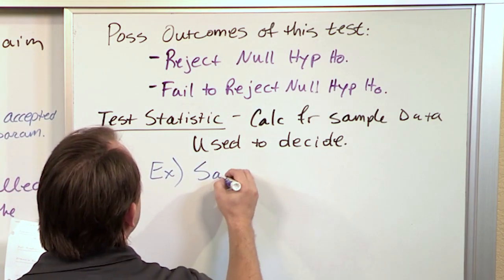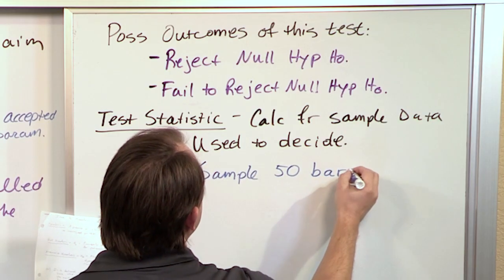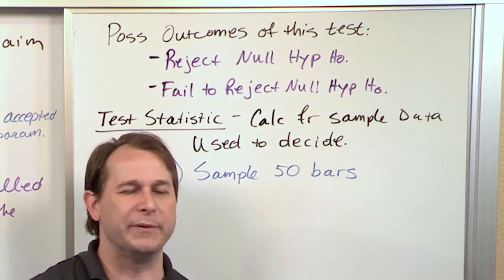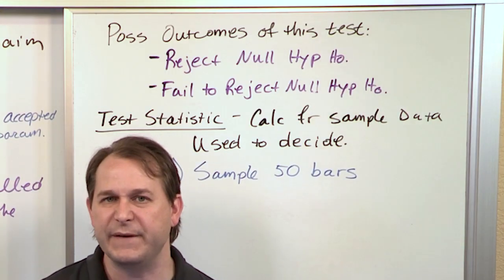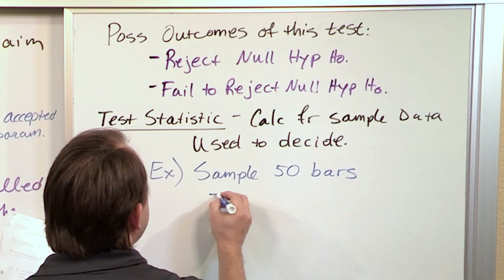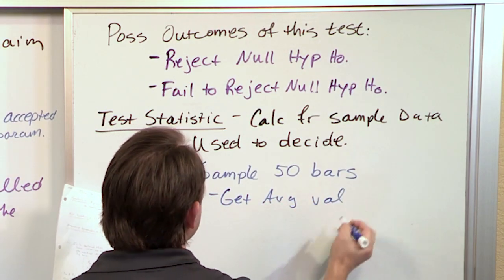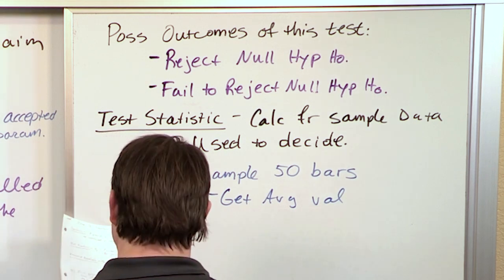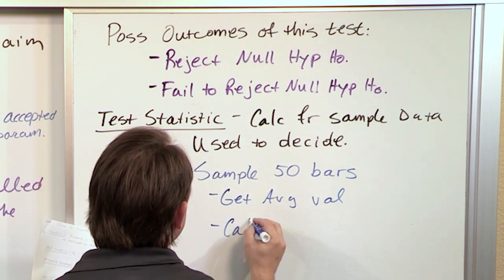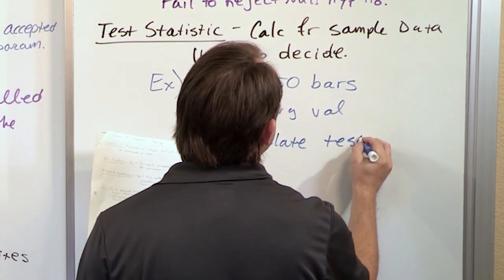Maybe we sample 50 bars, 50 chocolate bars. Obviously, we can't sample all of the bars because we're trying to sell chocolate. We can't open them all, right? So we just sample 50 of them because it's not practical to do it to all of them. Let's say that we get average value of the mass of the bar, right? Then we use this information to calculate something that we call the test statistic.